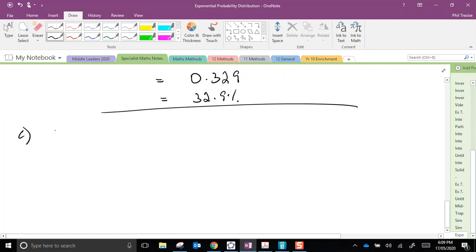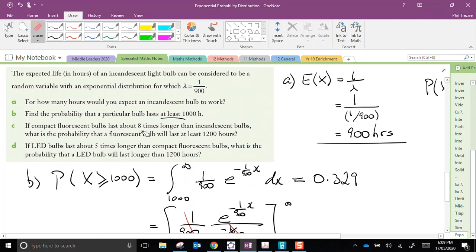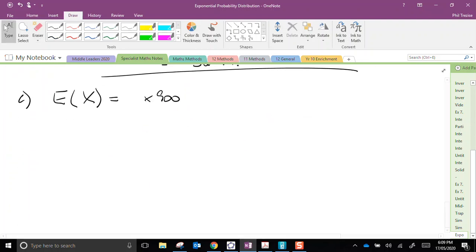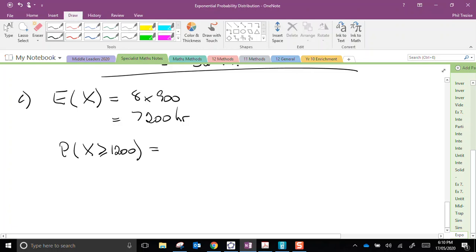Part C. They're telling me for this new type of bulb, the expected lifetime is 5 times the incandescent, which was, did they say 5 or 8? Let me go back. I might have got mixed up then. No, 8 times. 8 times. So that is 7,200 hours for the expected value. And they want the probability that it lasts for 1,200 hours or more. So here we go. The probability that x is greater than or equal to 1,200 hours seems like it's going to be pretty likely to be true if the expected value is this.